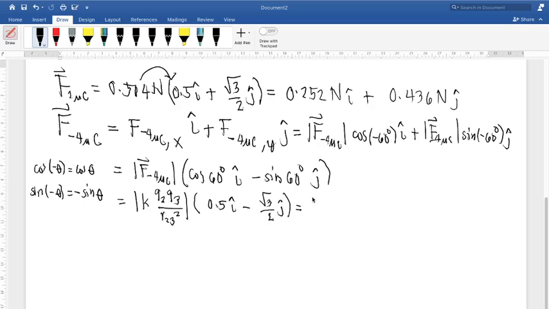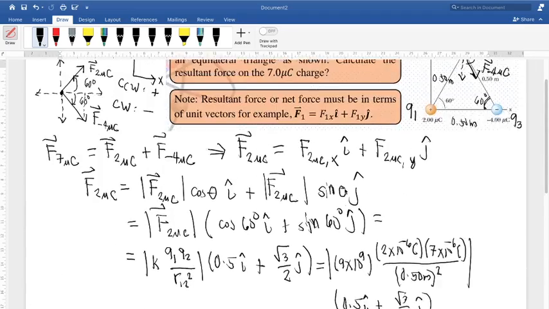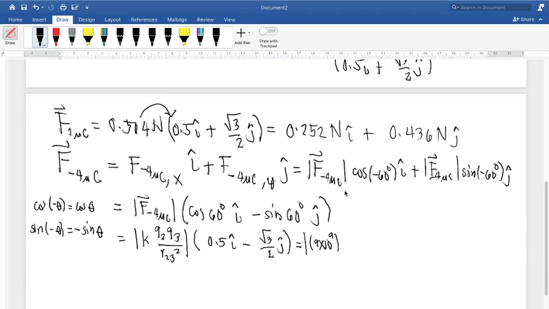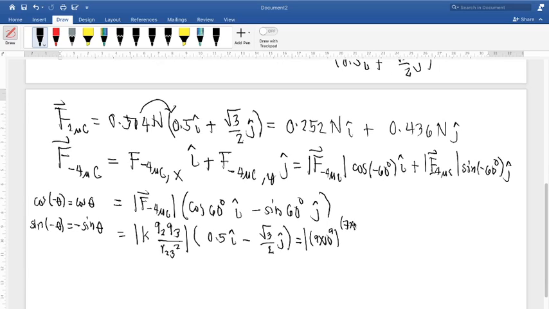So now simplifying, we have K as 9 times 10 to the 9, then your Q2 is equal to, how much is your Q2? 7 microcoulomb. So we have 7 times 10 to the negative 6 coulomb, and then your Q3 is negative 4 times 10 to the negative 6 coulomb divided by the distance. So the distance is 0.5 meter squared. Then absolute value, so copy lang sa 0.5 i hat minus square root of 3 over 2 j hat.